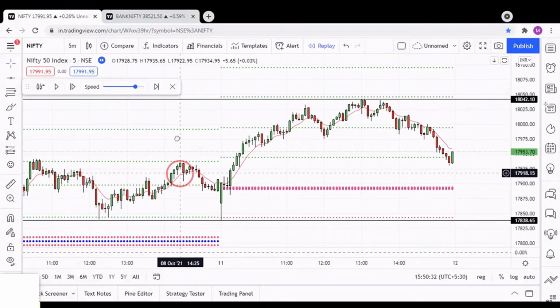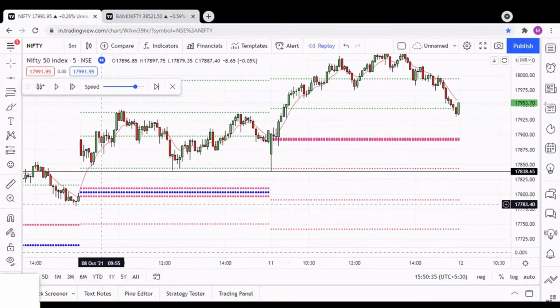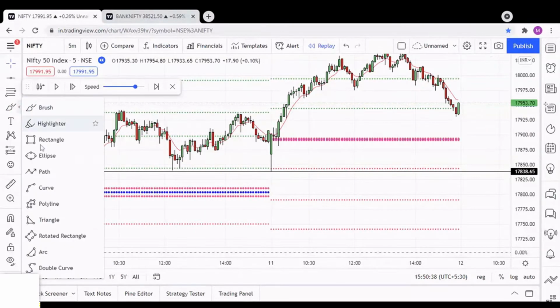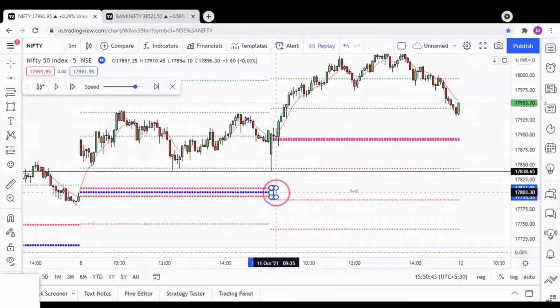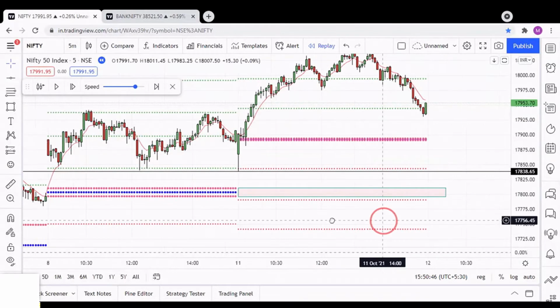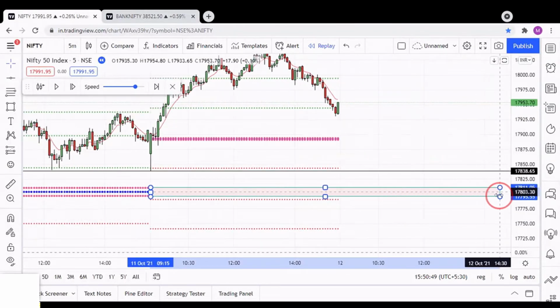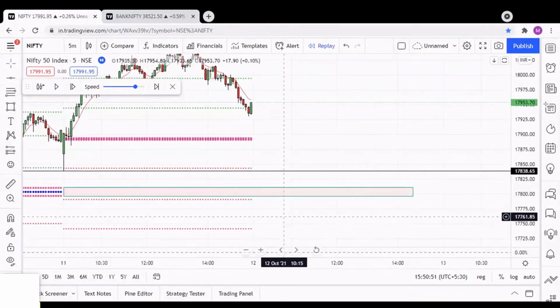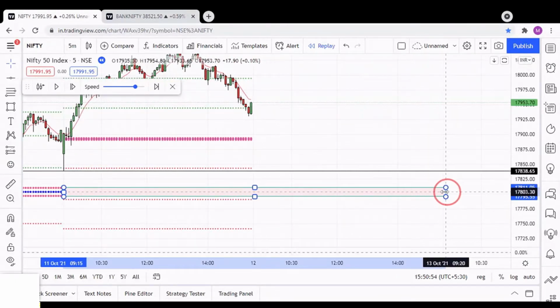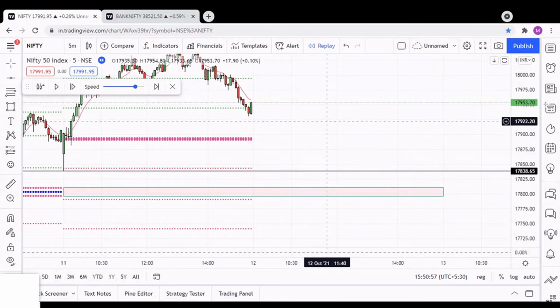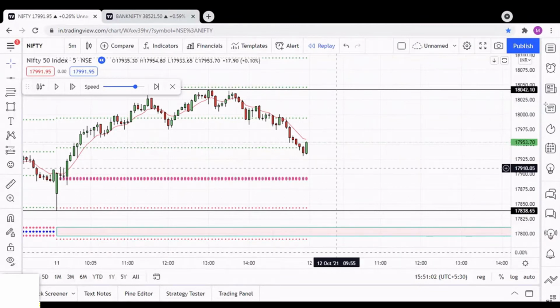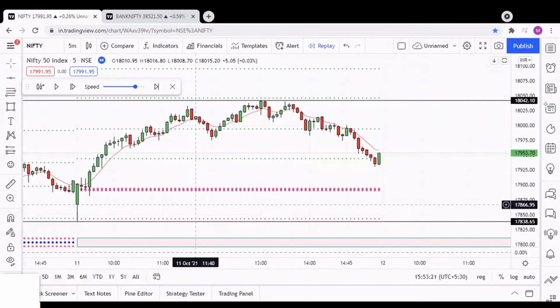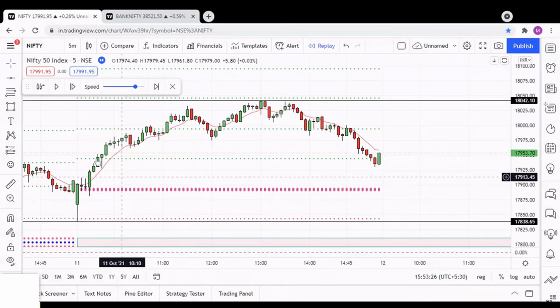And looking out for the Virgin CPR, it is on 8th of October. Let me mark the Virgin CPR also here. Why I'm doing this every day is because I want you to also practice marking these important supports and resistance every day before the market starts. Now I have marked the important supports and resistance on the Nifty chart. Let me play the candles.